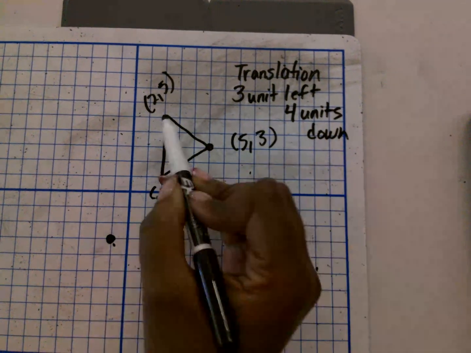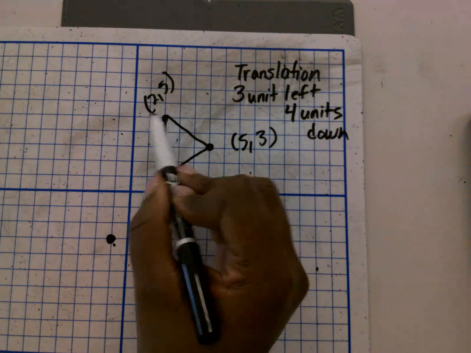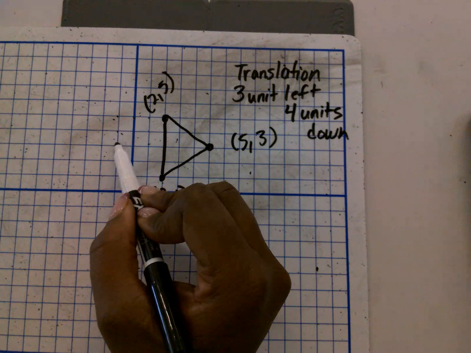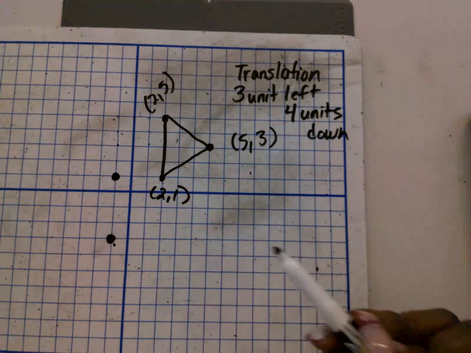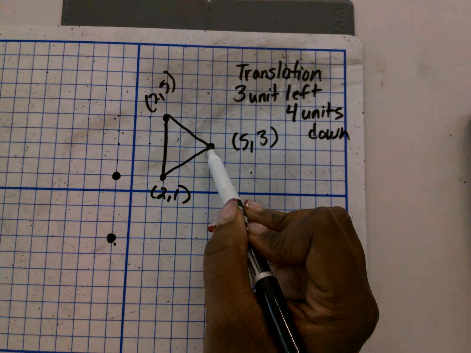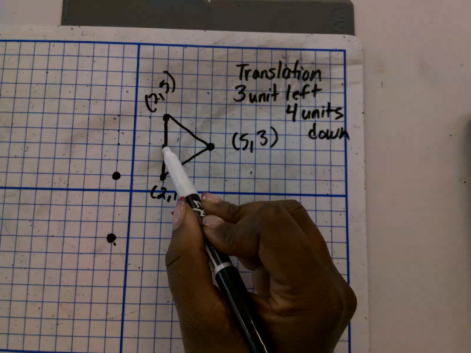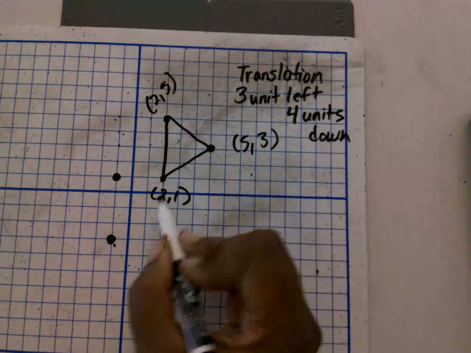Now I'm going to do this point. 3 units to the left. 1, 2, 3. 4 units down. 1, 2, 3, 4. Now I'm going to do this one. 3 units to the left. 1, 2, 3, 4 units down. 1, 2, 3, 4.